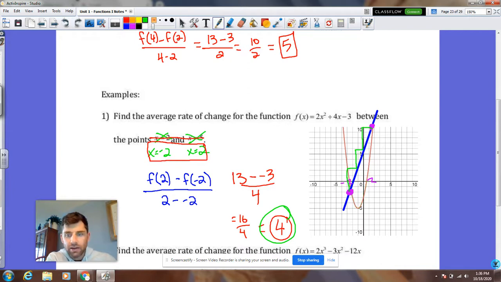Let's say I picked negative 2 and negative 1, right? If I picked these 2 points for my average rate of change, it would look a lot different. My slope would actually be negative there. So this average rate of change is nice to get a general snapshot of what's happening between 2 values, but we can do a lot better. And we're going to talk about that next time.